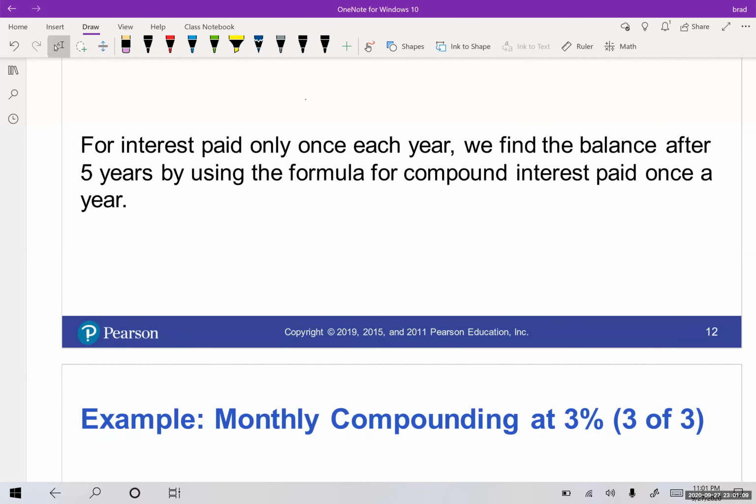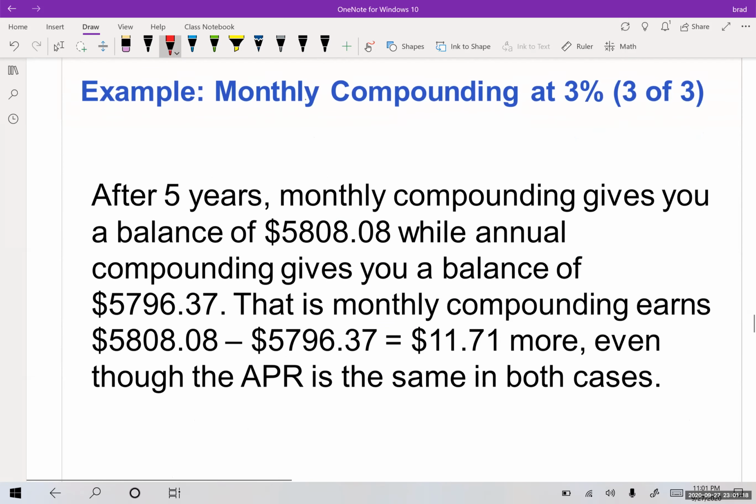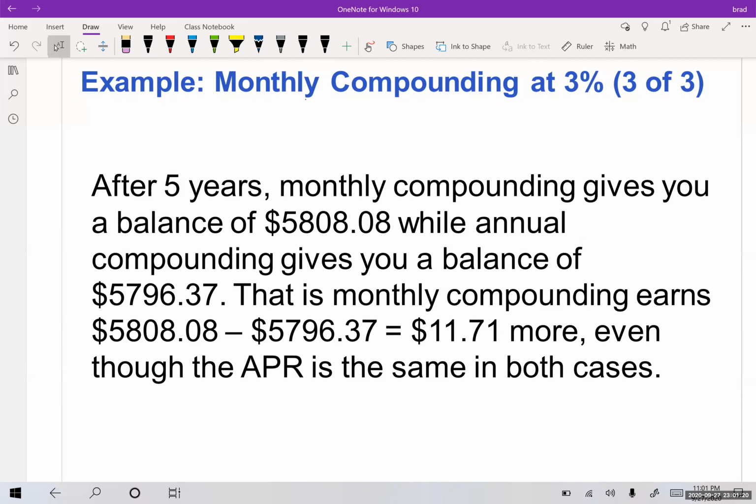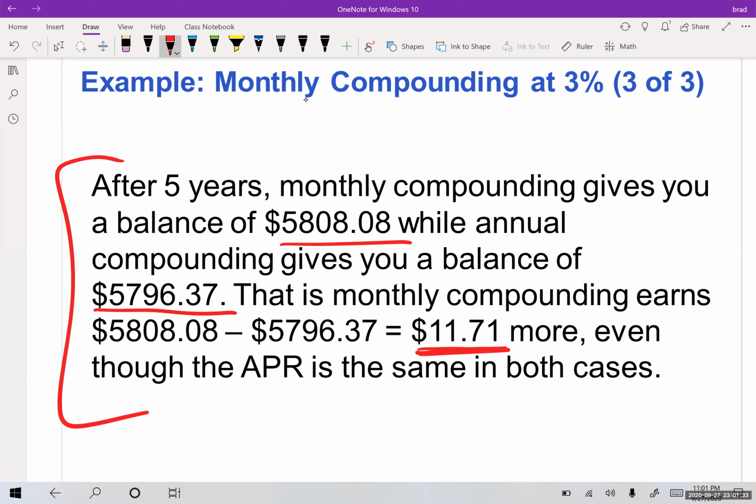So for interest paid only once each year, we find the balance after 5 years by using the formula for compound interest paid once a year. So we already did this, okay? We just did that above. It says, after 5 years, monthly compounding gives you a balance of 5808 and 8 cents, while this one gives you 5796, so that's 1171. So this is just summarizing what we just did mathematically.